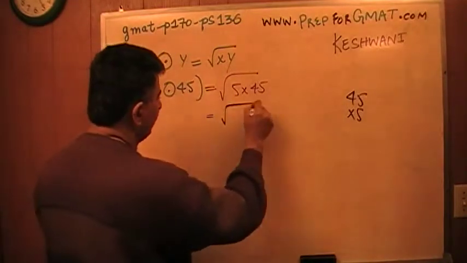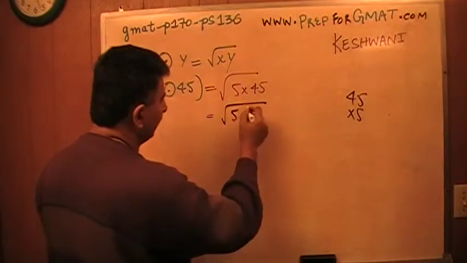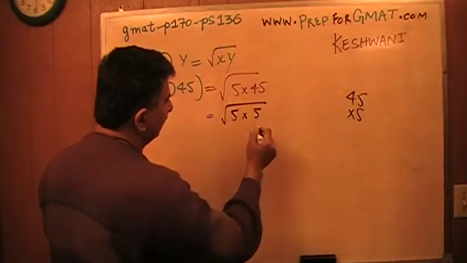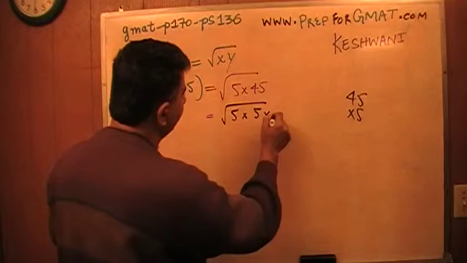Tell me, can I write 45? This is my 5 here. Can I write 45 as 9 times 5?